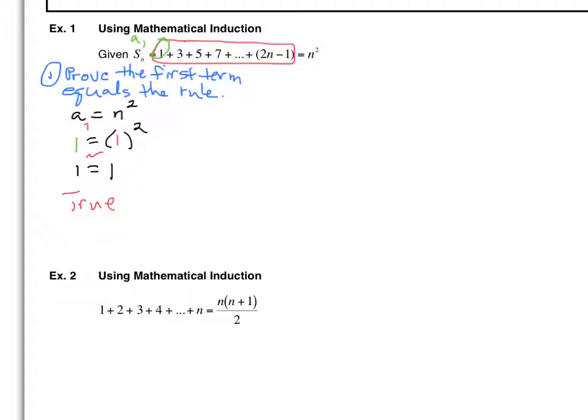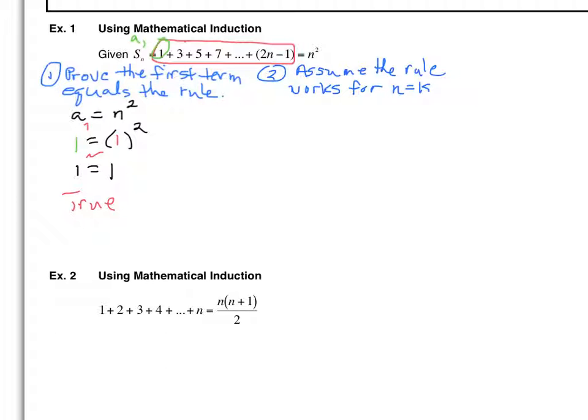And then part 2 is your inductive hypothesis, and we are going to assume the rule works for n equals k.